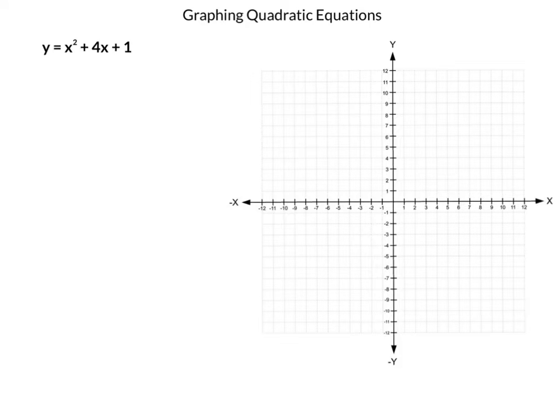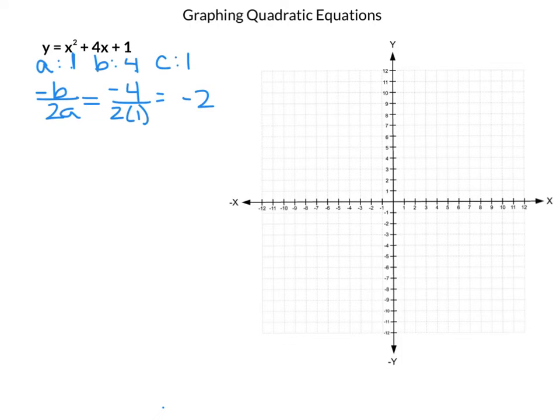All right, again, the first thing that we're going to do is label our a, b, and c values. So a is 1, b is 4, and c is 1. So I have to find the x value of my vertex. So I'm going to use negative b divided by 2a for my formula. So that's going to be negative 4 divided by 2 times 1, which is negative 2. So I know my axis of symmetry is going to be where x equals negative 2. So I'm going to go ahead and draw my dashed line here.